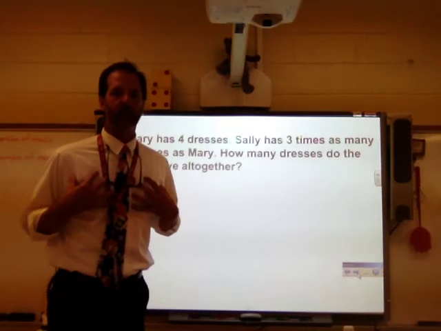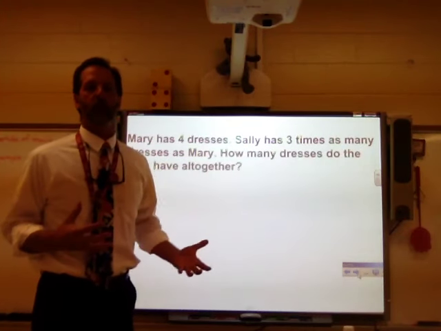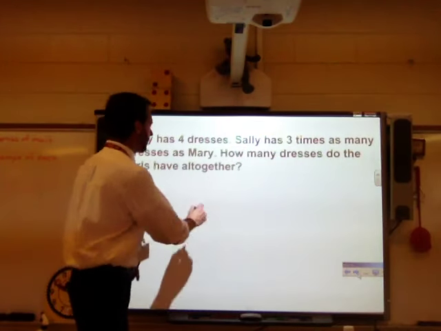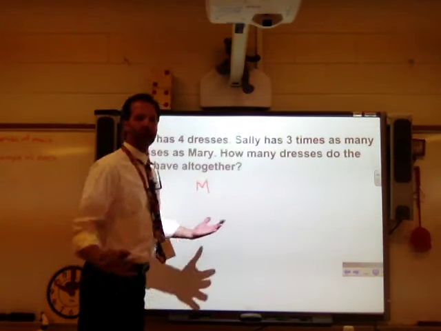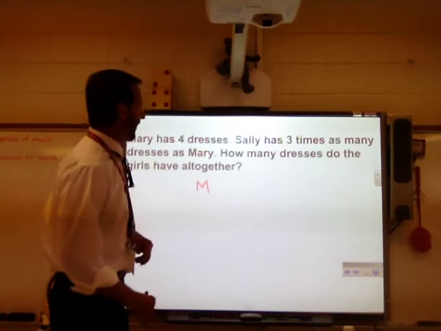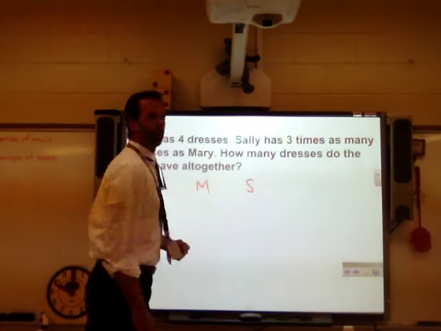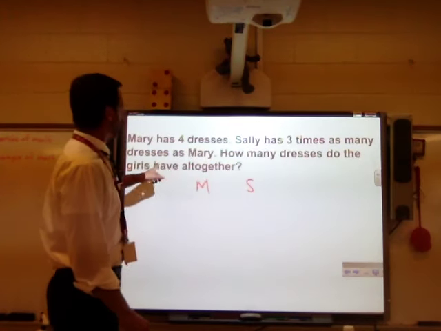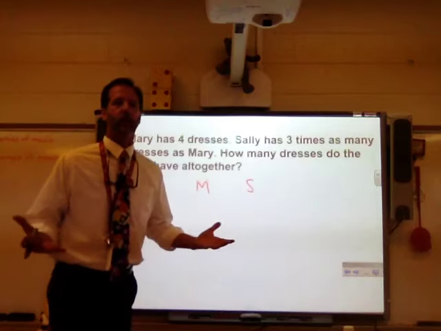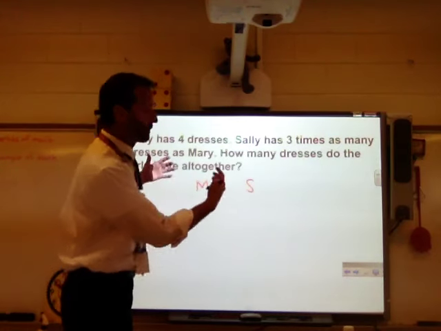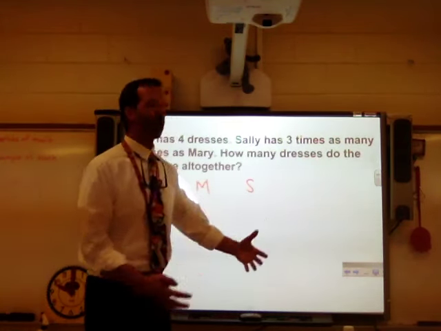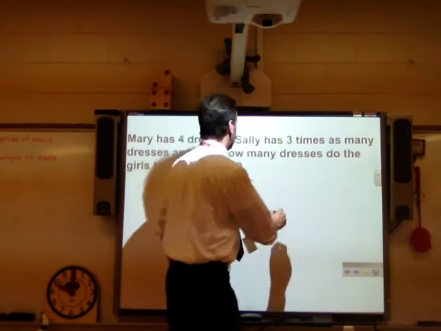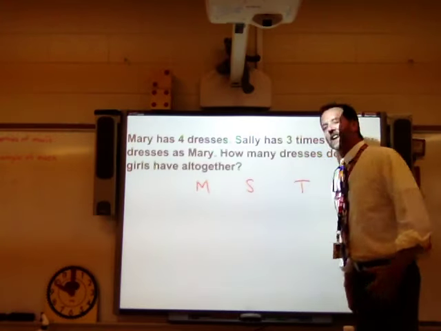What I ask the kids to do is this: identify who's in the problem. In this case, we have 2 children. We have Mary, we'll represent her with an M. We have Sally, we'll represent her with an S. And we also are asked, how many dresses do the girls have all together? All together is always asking me for a total. So if I take Mary's amount and Sally's amount and I put them together, I'm going to get that total. So I'm going to go over here and put a T.